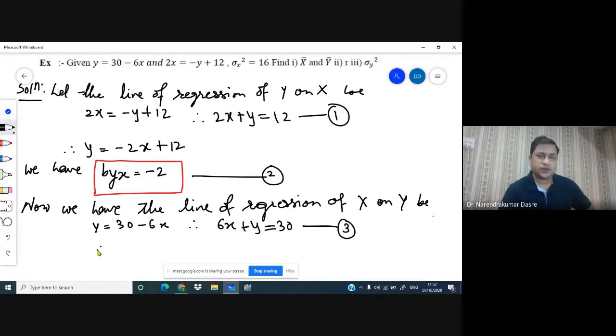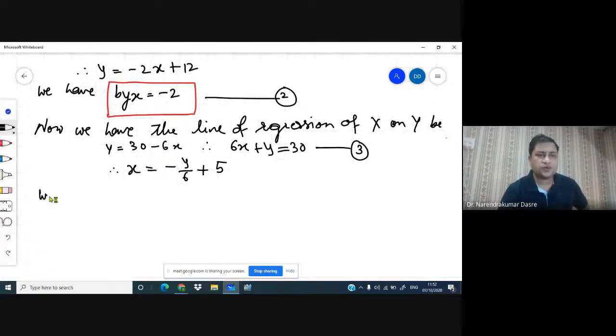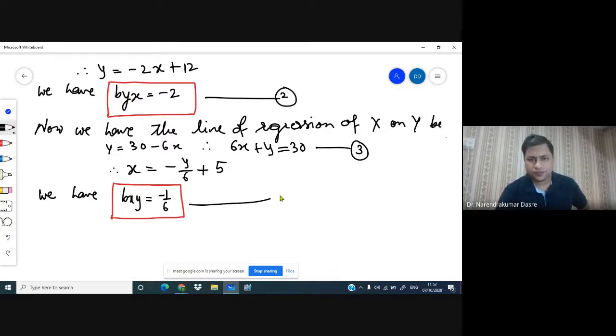I can write this as x is equal to minus y by 6 plus 5. So I am taking the 6 on the other hand side, and this is going to be 5. So I got x now. This is the line of regression of x on y, and hence we have bxy is equal to minus 1 by 6. So here you got bxy is equal to minus 1 by 6.